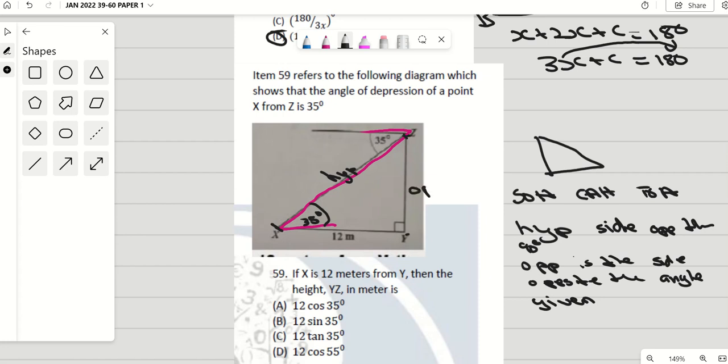So this now becomes my opposite. And my adjacent, which is A, is the side that has your 90 degrees and your angle in question, the angle given. So you see the side here, XY, this is your adjacent. So now we know which side is your opposite, if we are talking about 35 degrees. ZY becomes your opposite and XY becomes your adjacent. They're telling you to find out your opposite.